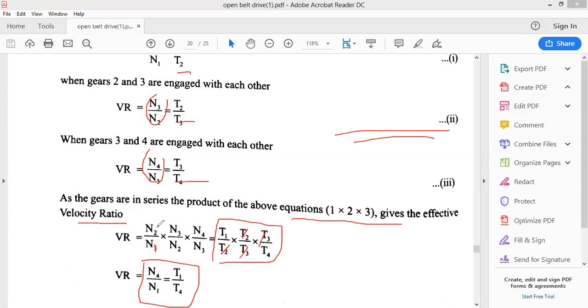So ultimately it only matters what the speed is on the first, that is the driver gear, and the driven gear, and how many teeth there are on the driver and driven gear. The number of teeth in between is going to be cancelled automatically when we find out the velocity ratio. Okay, yes, we'll stop here for today.